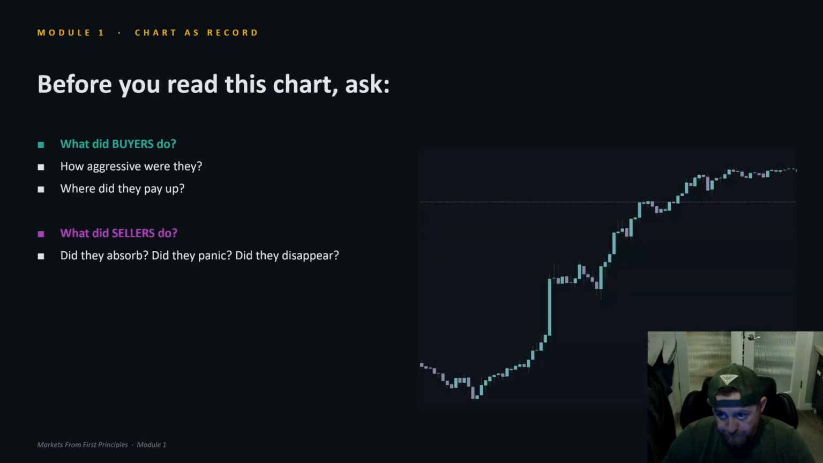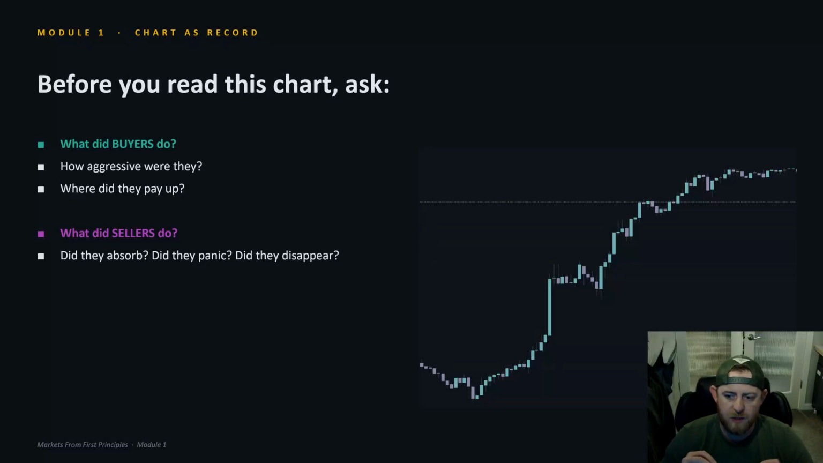So instead of just saying, what did buyers do? What did sellers do? Being more prescriptive in what we're asking is going to be more beneficial to us long term. So how aggressive were they? Where did they pay up? Did the book walk or lift one side at a time? Don't worry about that yet. We'll come back to order books because that's important, but I want you to hear that so that when we come back to it, you're like, oh yeah, I remember him saying something about that.